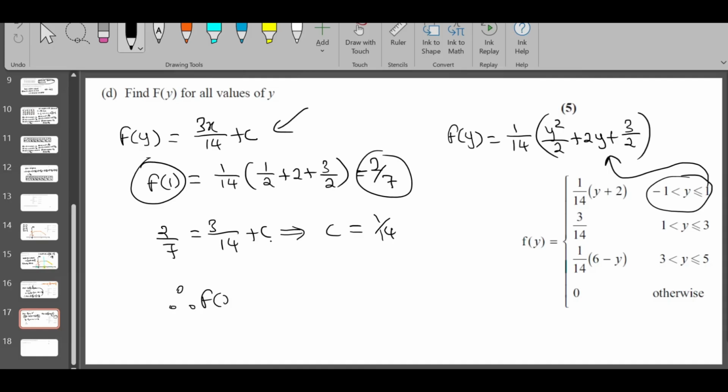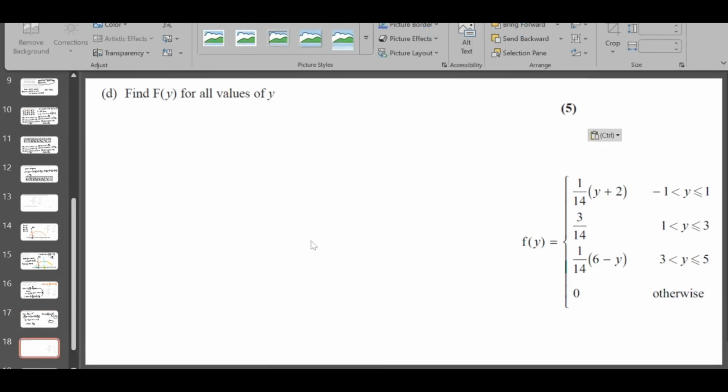Therefore, f of x is 3x plus 1 over 14. Why did I change all the x? It's y, right? Now we need to integrate this and find the last one. That's why this question got 5 marks. Let's integrate the last one.